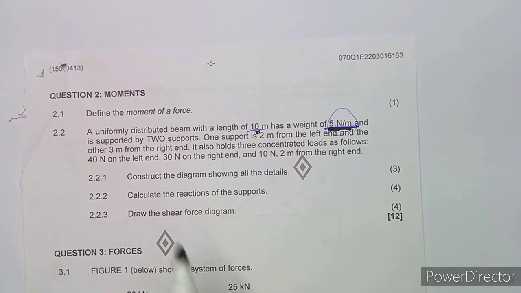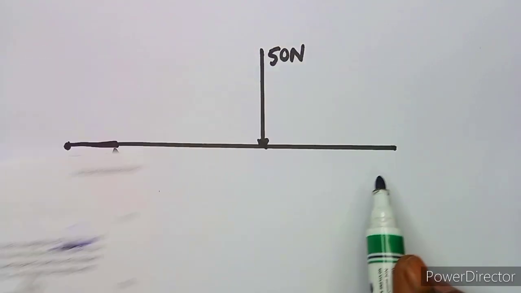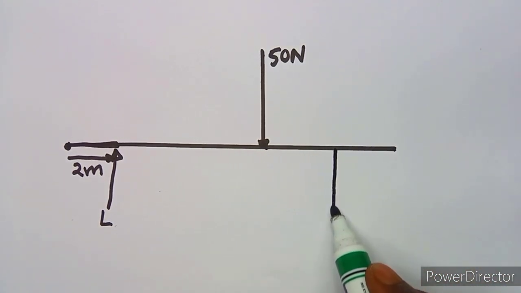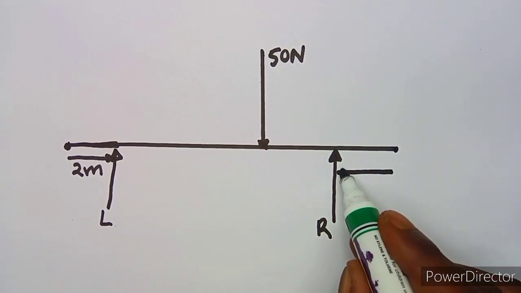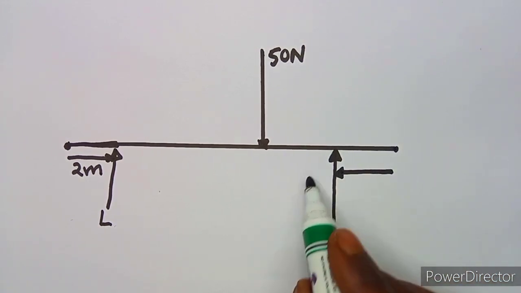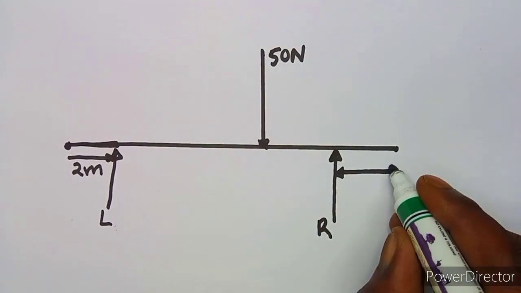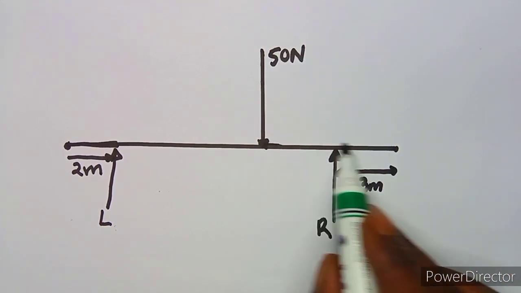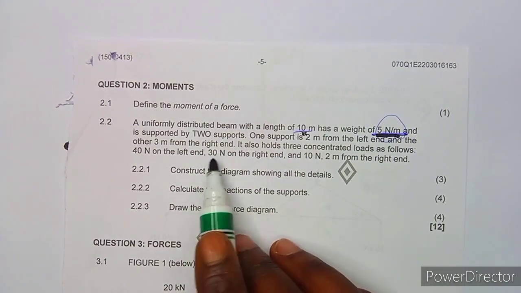Then the other support is 3 meters from the right end. This is your right end, but 3 meters from it, which is going to be somewhere here. That's another support that you're having here from the right end. So going back, there is a distance of 3 meters in between here. Remember, here there's a distance of 5 meters because we divided this 10 meters. Anyways, let's move on.